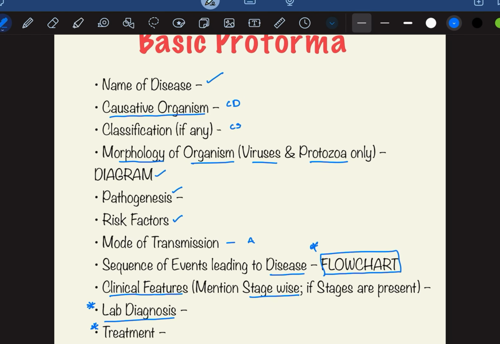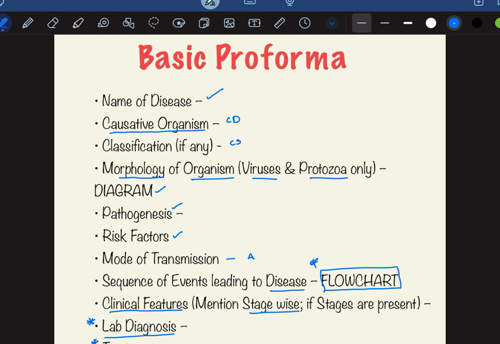So, even if you know or don't know any point of the answer, make sure to mention all of these side headings with a black pen and try to present it very neatly so you can get the maximum marks out of this. So this is the topic for today.